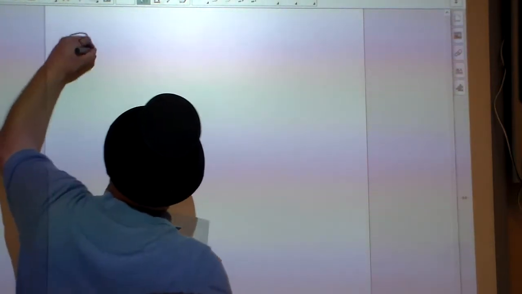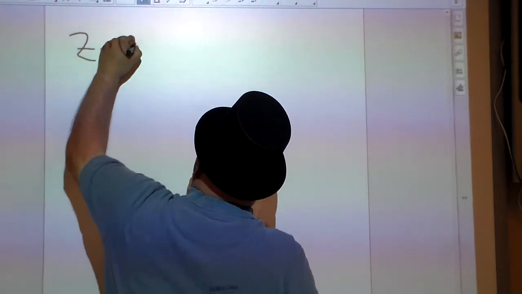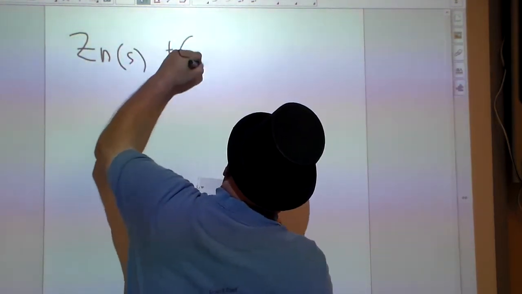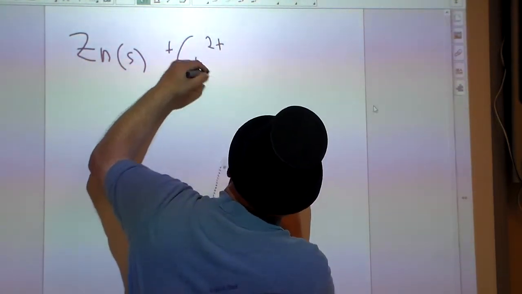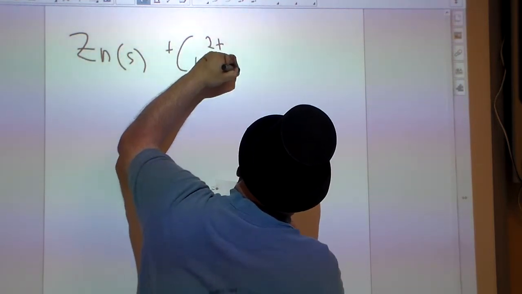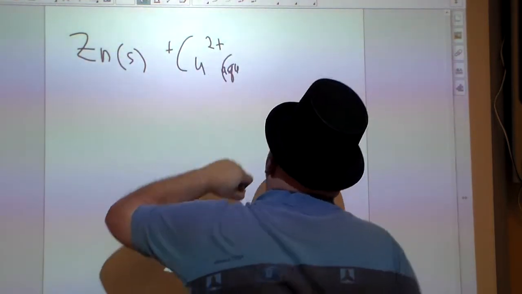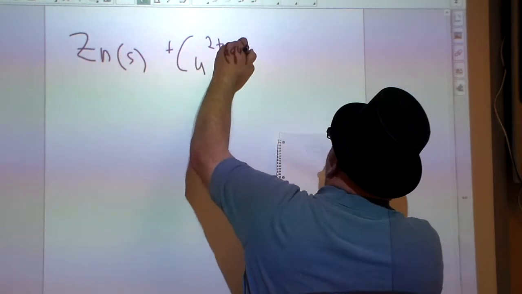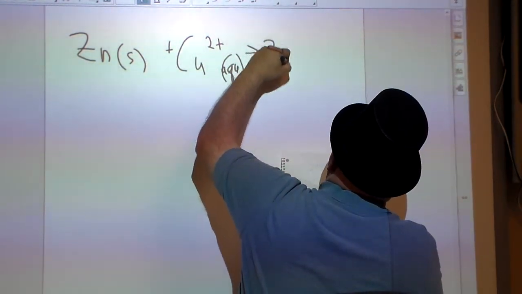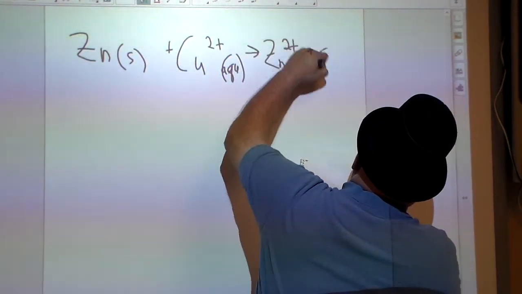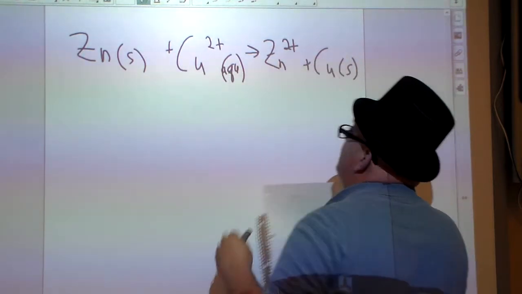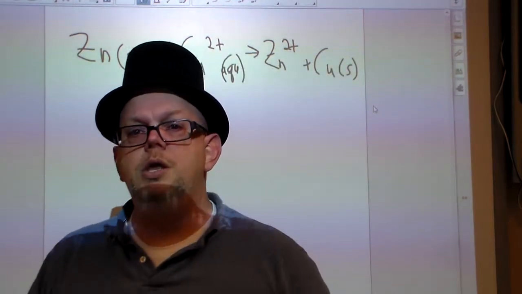We can look at something like this: here's zinc, a solid chunk of zinc, plus copper with a +2 charge in aqueous solution. And we end up getting zinc with a 2+ charge plus Cu as a solid. Well, wait a minute, what in the world is going on here?